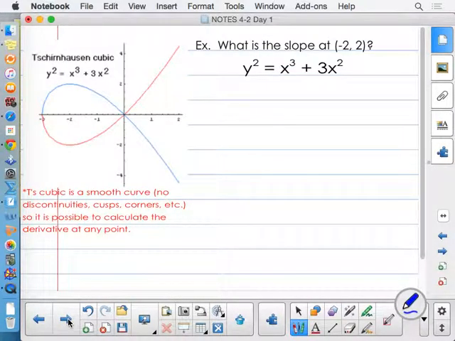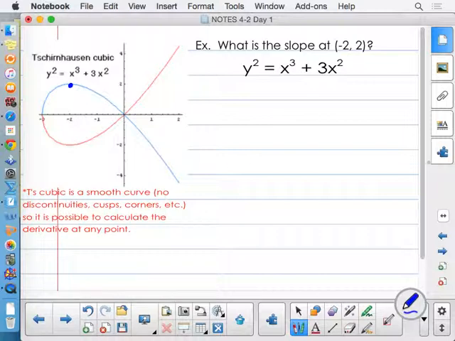This curve's pretty cool looking, and it is a smooth curve. There are no discontinuities like cusps or corners, so it's possible to differentiate at any point that doesn't cause a vertical tangent. So they'd like the slope at (-2, 2). Looking at the curve, we don't have to be able to graph these in order to do the derivatives, but the graph's a nice visual. At that point, the slope looks like it could be 0, not sure.